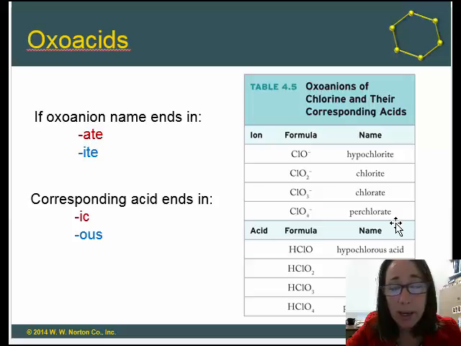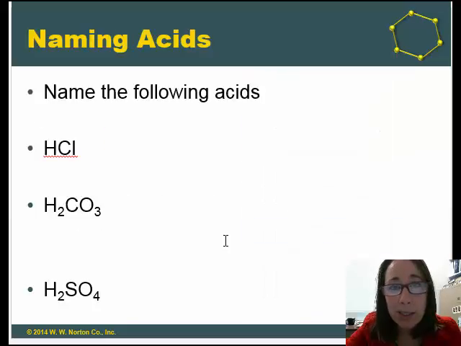And perchlorate, the anion perchlorate, the corresponding acid will be HClO4, and the name will be perchloric acid. All right, so it's really important that you know your polyatomic ions, and if you don't, please refer to page 141 of the text, which has their names as well as their charges. So go ahead and pause the slide and see if you can name these acids.